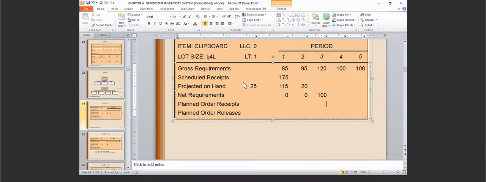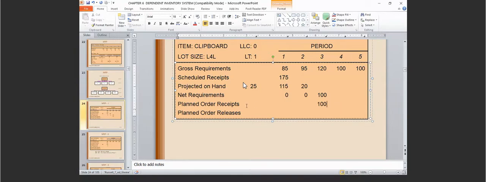follow the inventory policy of the lot sizing technique that we have here for the clipboard. The lot sizing technique we are using for the clipboard here is lot for lot. So for lot for lot, the quantity must be equal to the net requirement. Let's say here we have a net requirement of 100 unit. So the quantity of planned order receipt in period 3 also will be 100 unit.